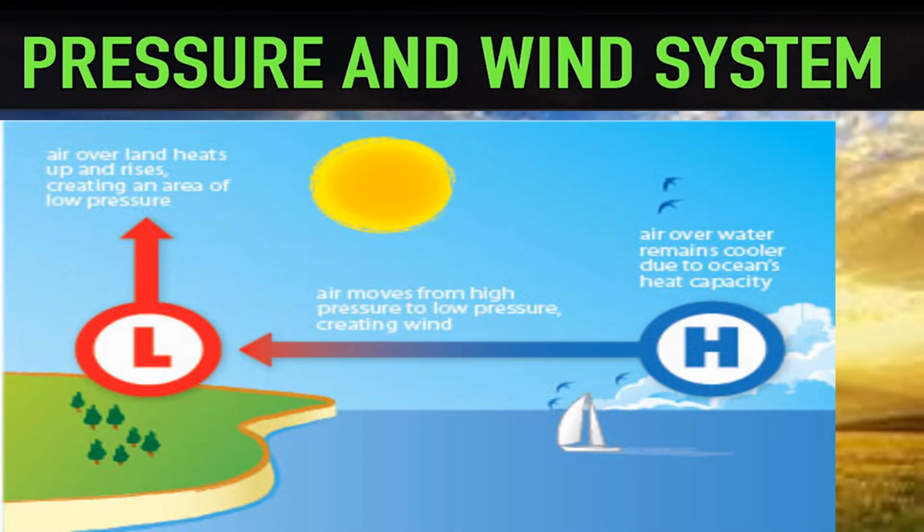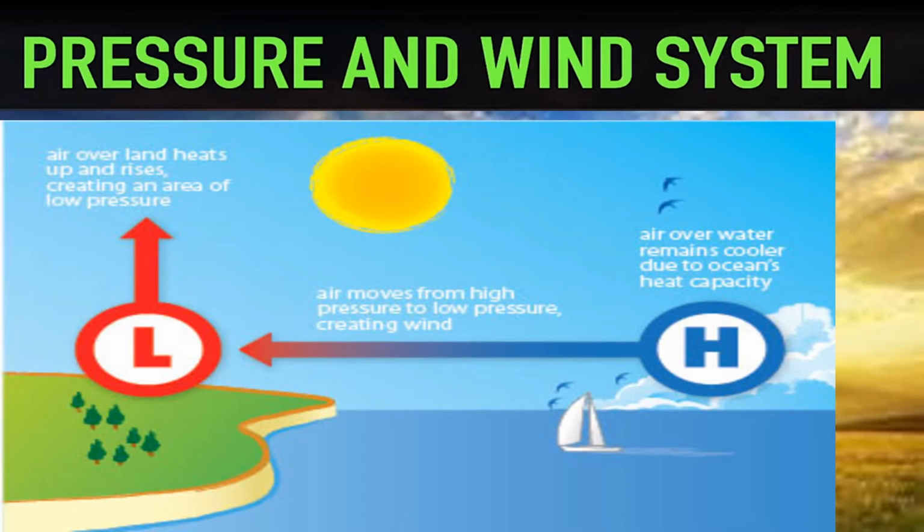For this, let's look at this picture. As we know, when the sun is above, the land gets heated. So when the land gets heated, the air particles or the air molecules rise, expand and become thin. And when it rises, it leaves a vacuum on the surface. This creates a low pressure in that area. Now let's look at the other side where there's water.